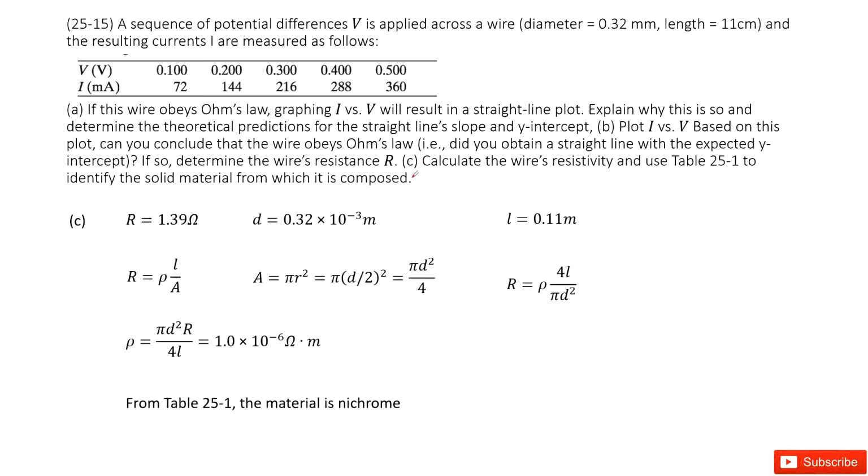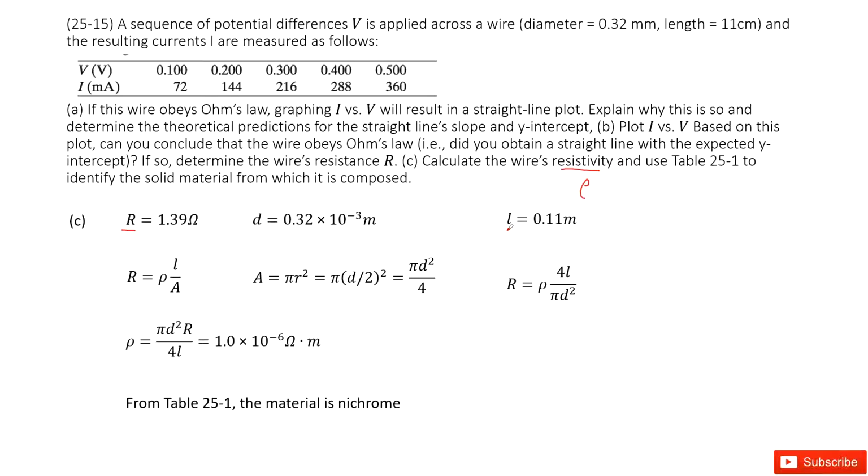The third part asks you to calculate the wire's resistivity, so this asks you to find rho, and then to identify what material it is composed of. So in this one, we just list the given quantities. First, from part B, we get the resistance. And then we know the diameter.